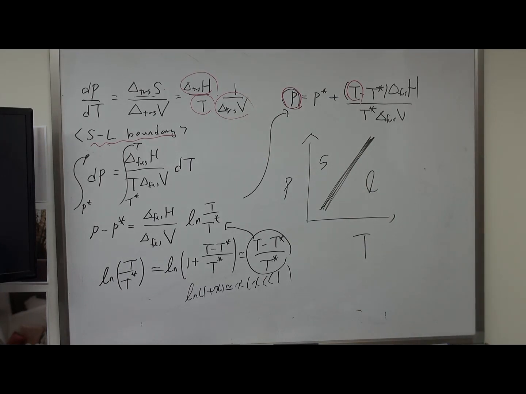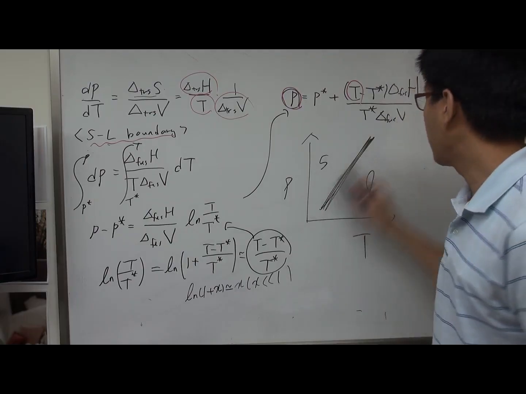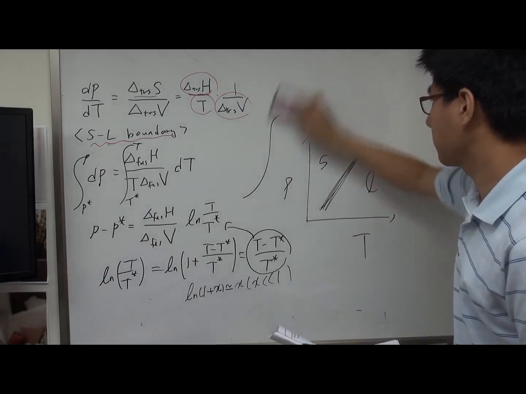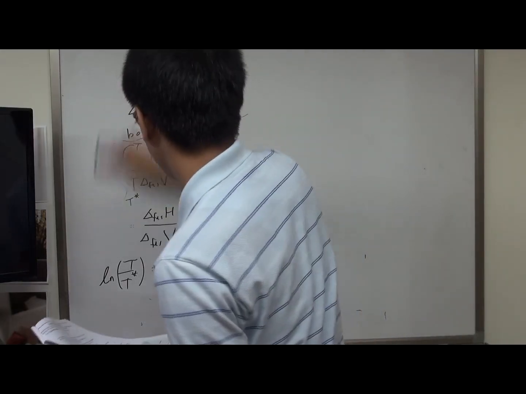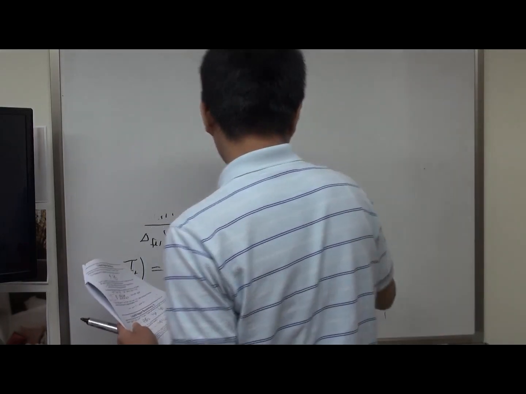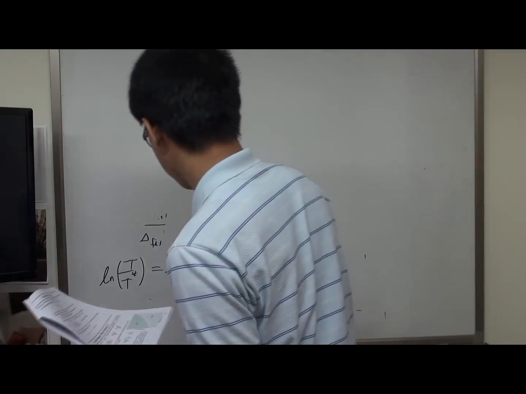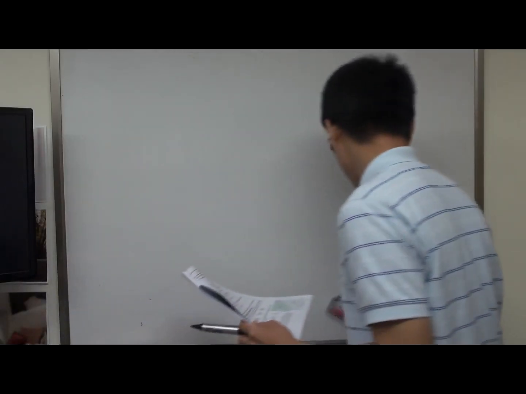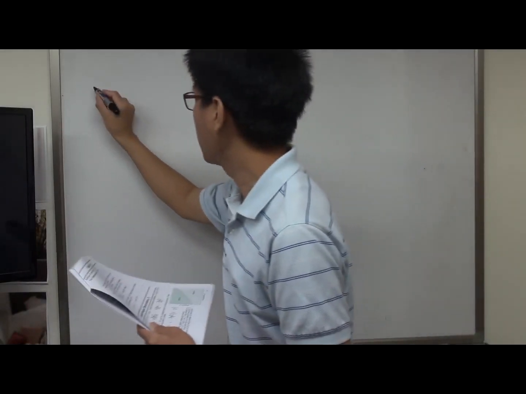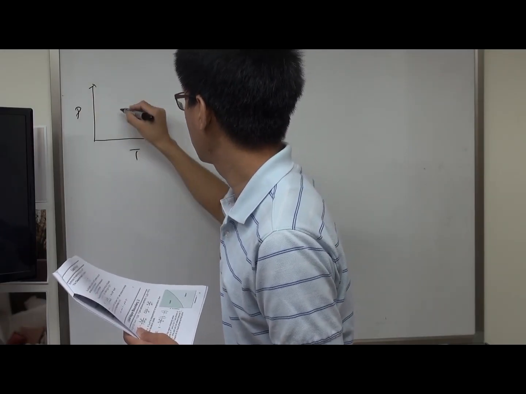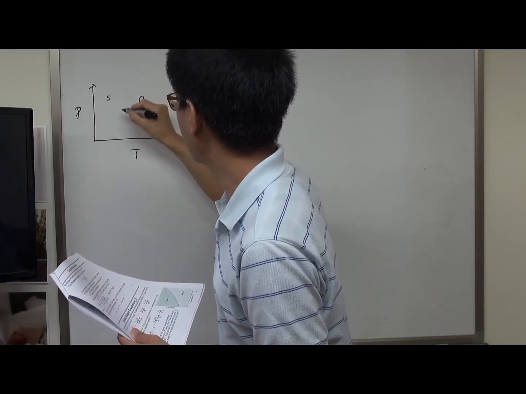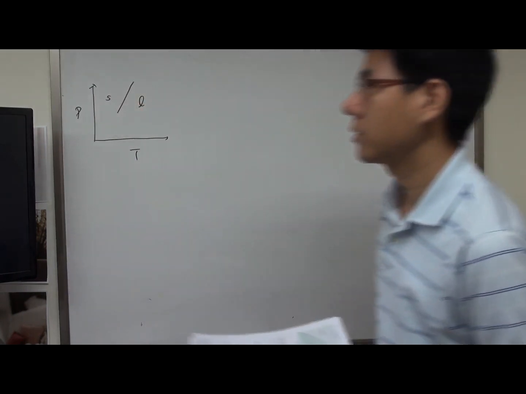Very simple, right? Okay. You can do the same thing for other boundaries. Let's do it for other boundaries. First, the liquid vapor boundary. So we now got the solid liquid boundary like this. Okay?